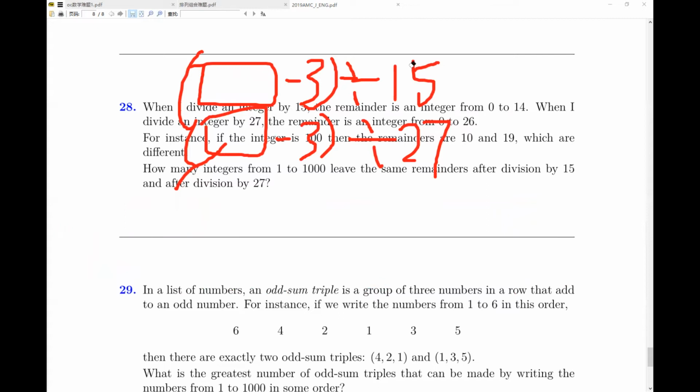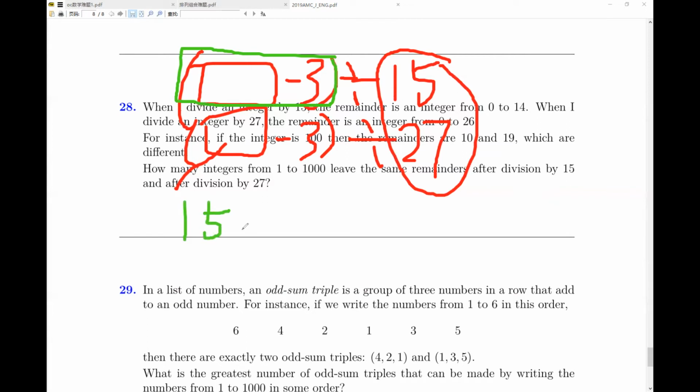When the number is divisible both by 15 and 27, that means it's a multiple of 15 and also a multiple of 27. So this number, something minus 3, must be a common multiple of 15 and 27, right? Because there are a lot of common multiples, first we need to find the least common multiple. What's the least common multiple of 15 and 27? 135, yes. Least common multiple. Good.